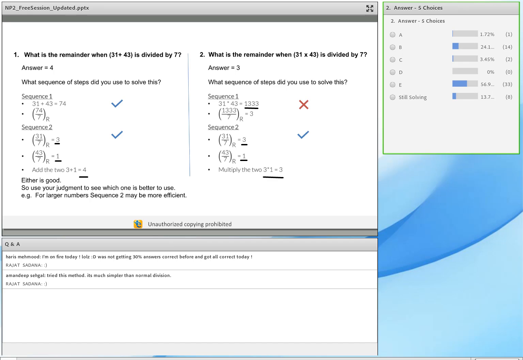Clearly, if you have the sum of two numbers, then the remainders of the individual numbers can be added. If you have the product of two numbers, then the remainders of the individual numbers can be multiplied. In either case, the constraint is that the final remainder must be less than the divisor. So that's what we call adding and multiplying remainders.